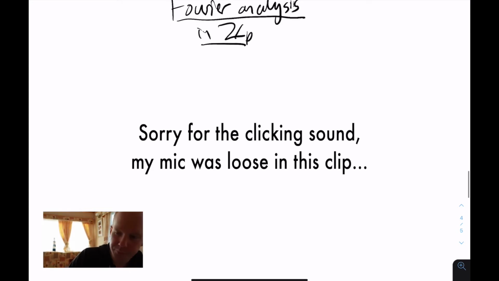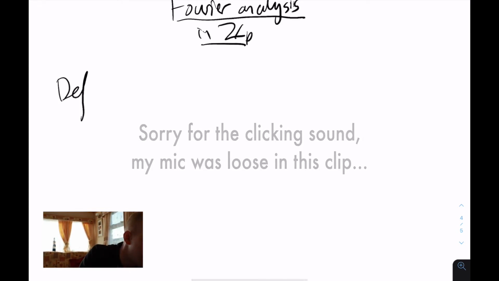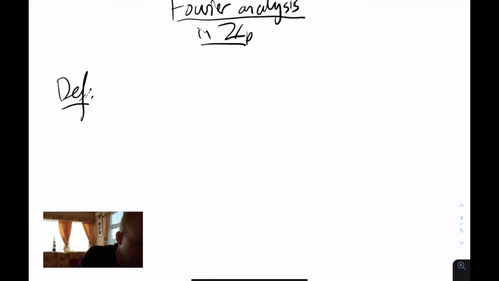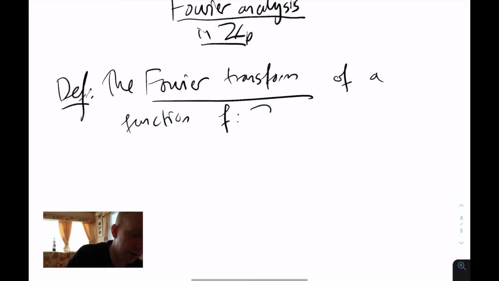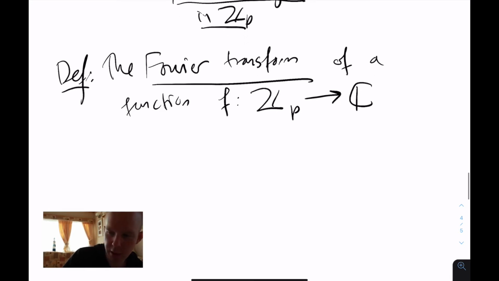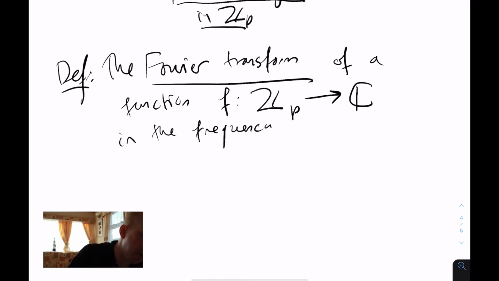So what we have here is this definition of the Fourier transform. Let's call it the Fourier transform of a function f. Let's call it any function from ZP, and let's make it a complex valued function. Any function on ZP, in the frequency k, which is actually a point in ZP.